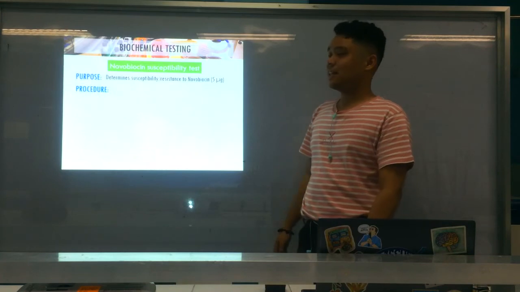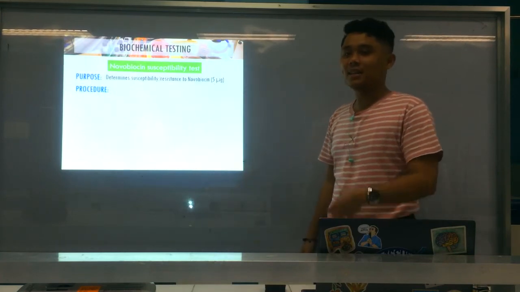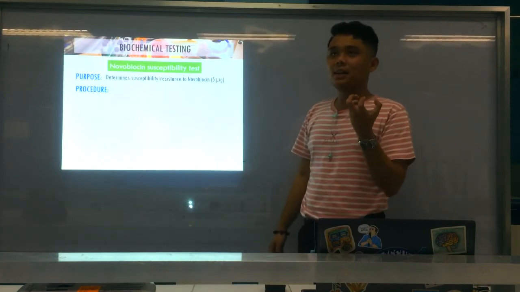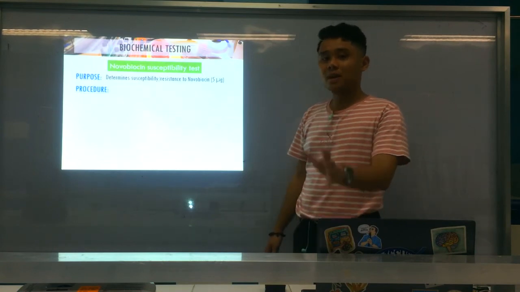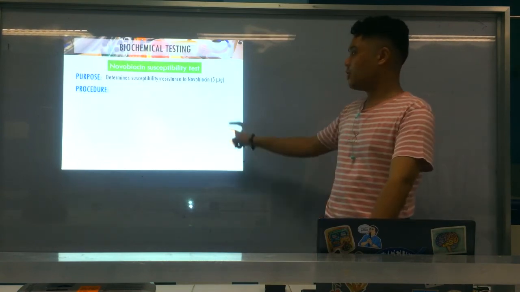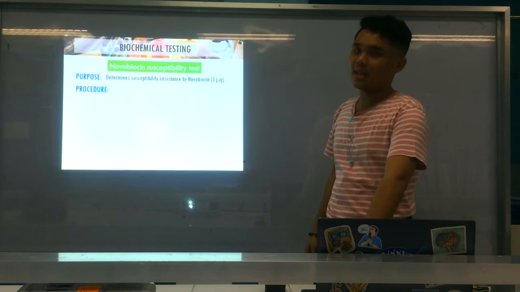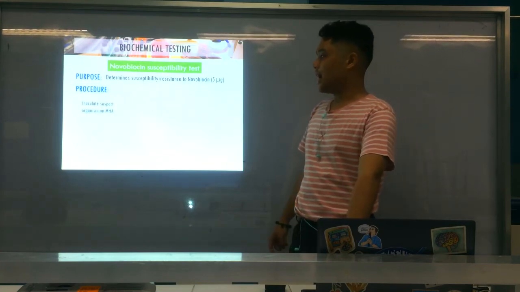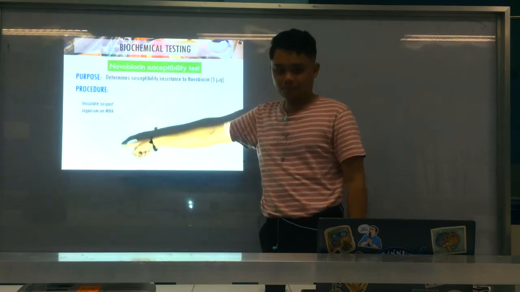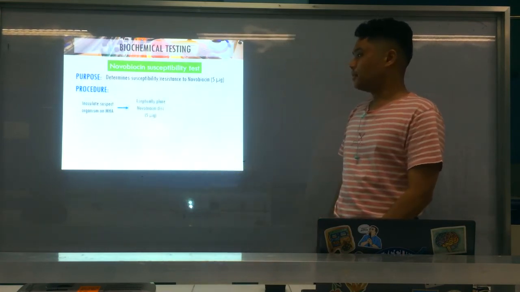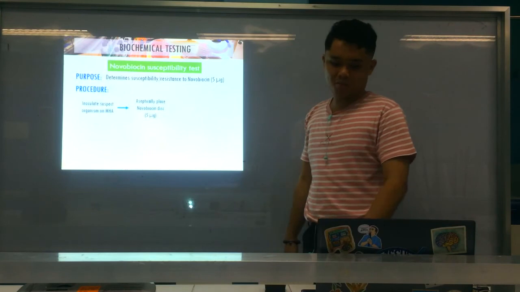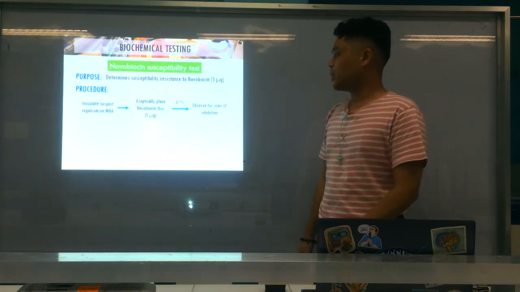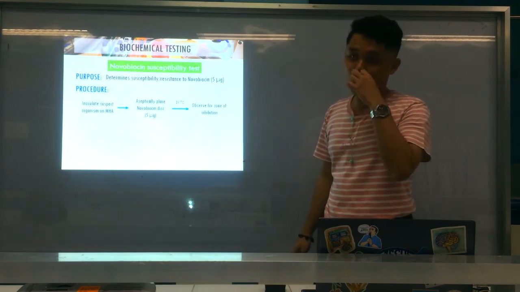So, for novobiocin susceptibility, it's still the same as bacitracin. It's an antibiotic. We detect the susceptibility or resistance of the bacteria to this antibiotic. How many units? 5 micrograms this time. For bacitracin, how many units was it? 0.04. Okay. Again, we use MHA. We put 5 micrograms of novobiocin, and at 37 degrees Celsius, we observe for, again, zone of inhibition.